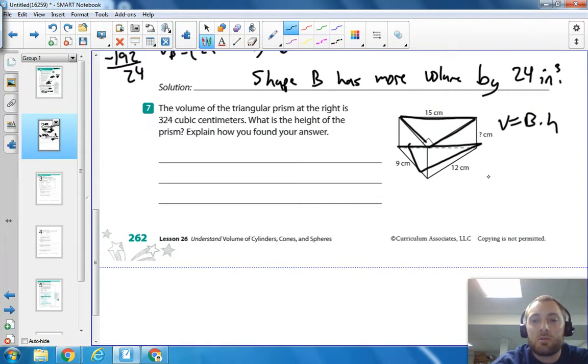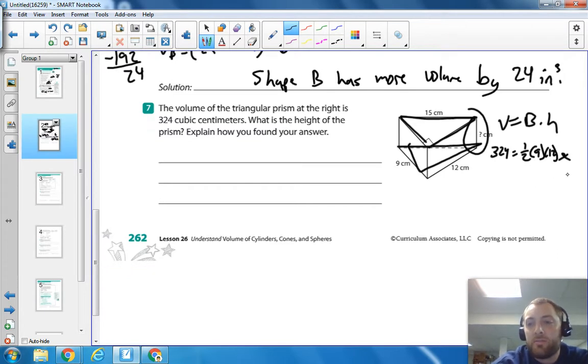So in this case, we know the volume is 324. I'm going to plug that in for V. Area of the base would be 1 half. Base of it is 9, height of it is 12, and the height of the whole thing, that's what goes right here, between the two bases, and that's what we're trying to find. So we're going to say that's X. We could say H, something that we're trying to find.